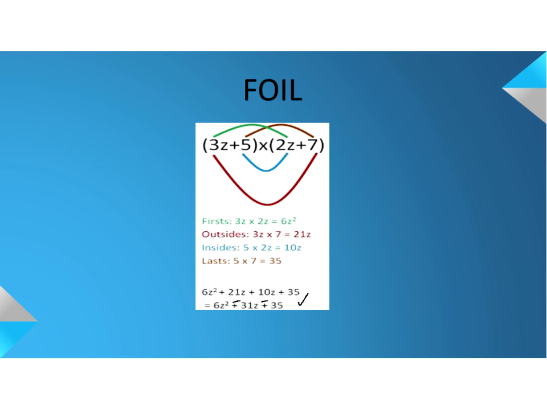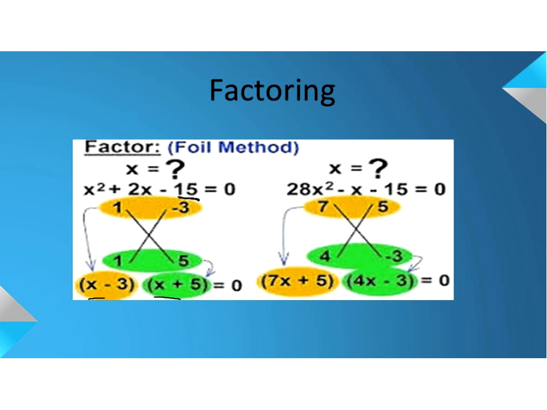Remember, you can combine like terms here. If they're the same variable to the same power, so both of these have an exponent of 1 and the same letter, we can just add those like regular numbers. So 21 plus 10 is 31, and we have 31z. Okay.